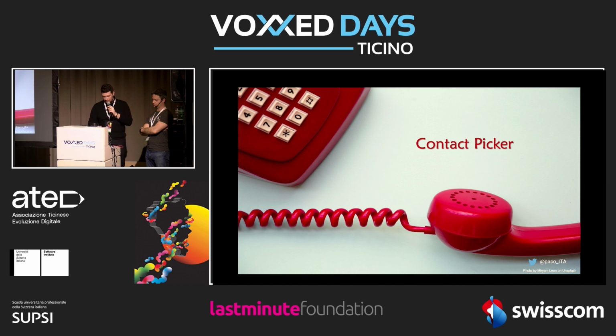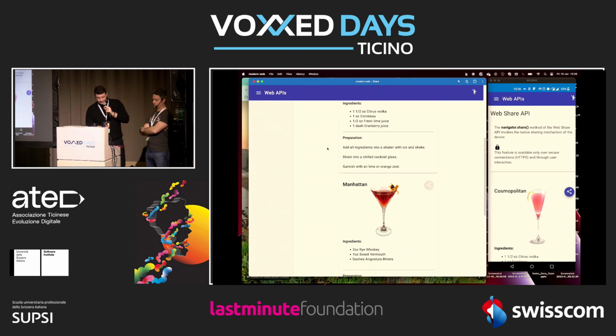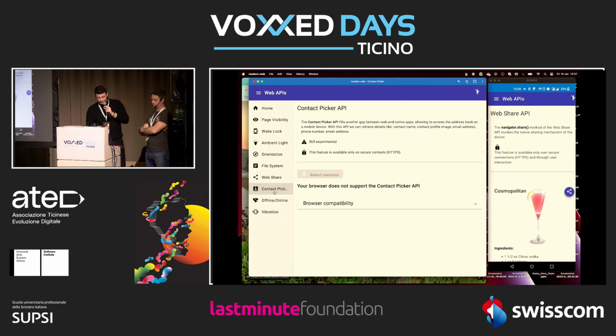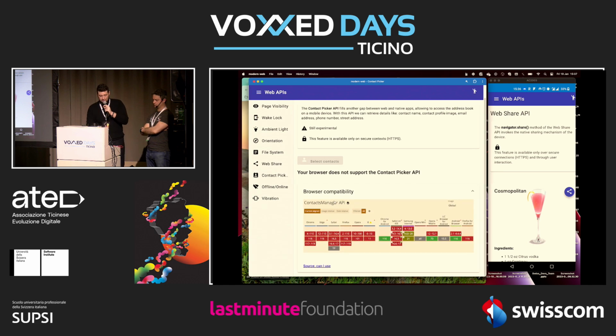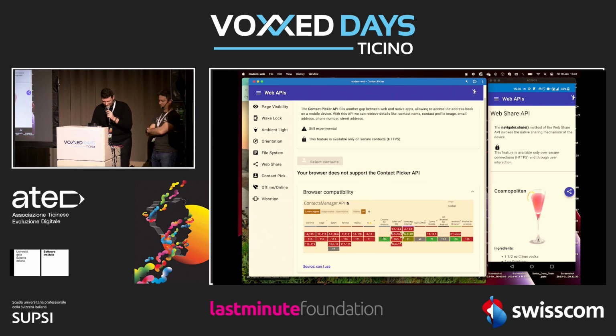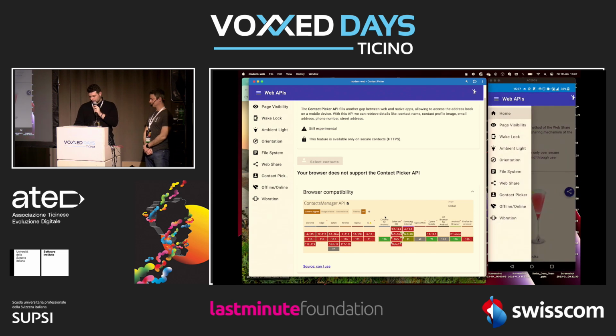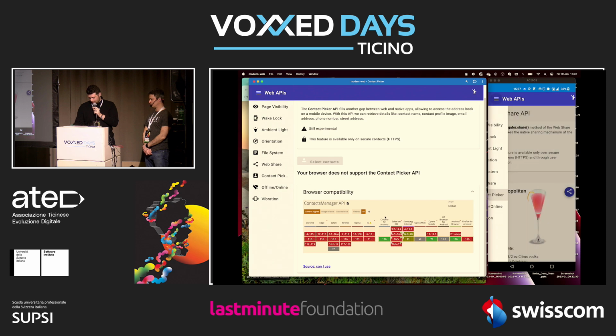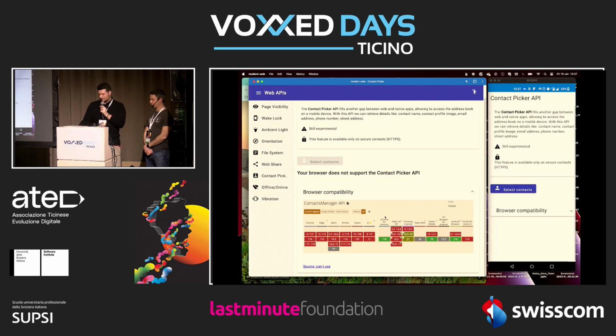So if I go to the web application, and I go to Contact Picker, again, similarly as seen before, the select contacts button is grayed out, and the browser compatibility is kind of tragic, I must be honest. But we see that, again, the green box is present for Chrome for Android. Meaning that if I go back to my mobile application, and I go to Contact Picker here, in this case, the button is enabled.